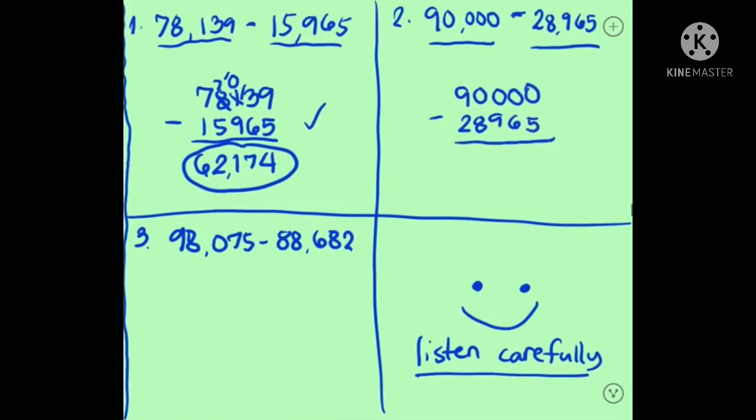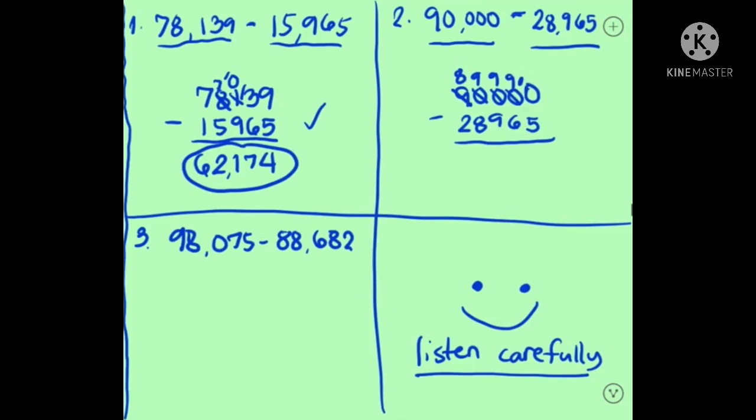Alright. 0 minus 5. Can or cannot? Cannot. So what we are going to do is we need to borrow from the next number. Alright. 0 cannot, 0, 0 cannot. So we will borrow from 9. So 9 will become 8. What will happen to the next zeros? They will become 9, correct? 9, 9, 9, and then the last 0 will become 10. Correct? Yes. Okay, so what is 10 minus 5?